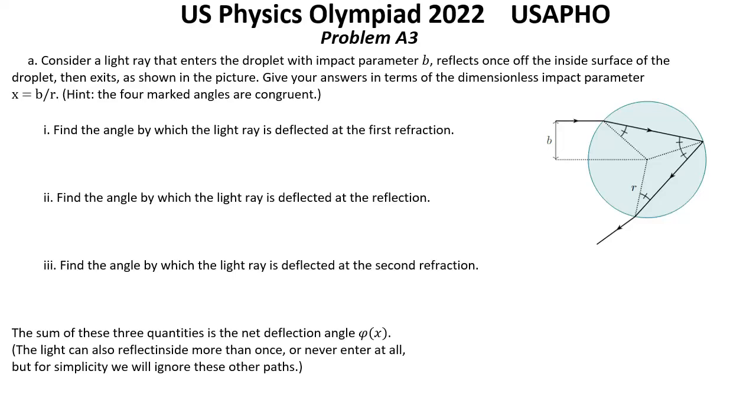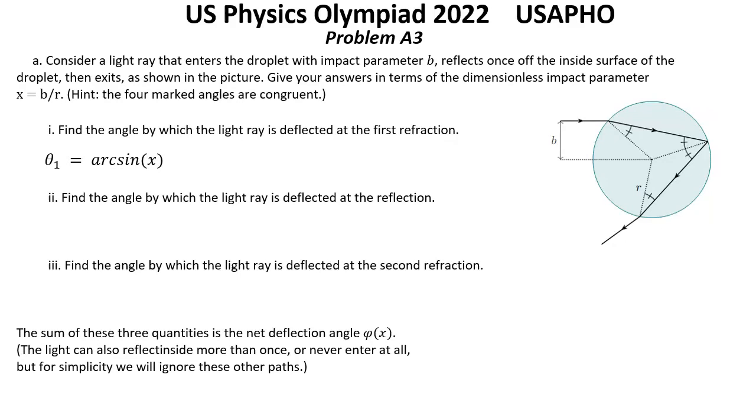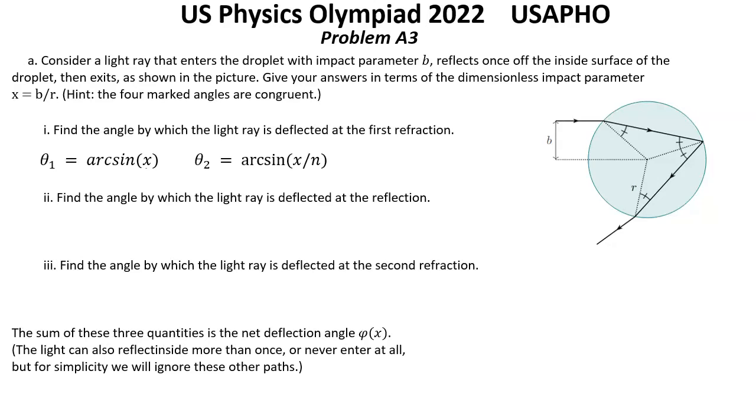First, find the angle by which the light ray is deflected at the first refraction. Solution. The angle the incoming light ray makes to the normal of the droplet is θ1 equal arcsine x. By Snell's law, the angle to the normal inside the droplet is θ2 equal arcsine x over n.